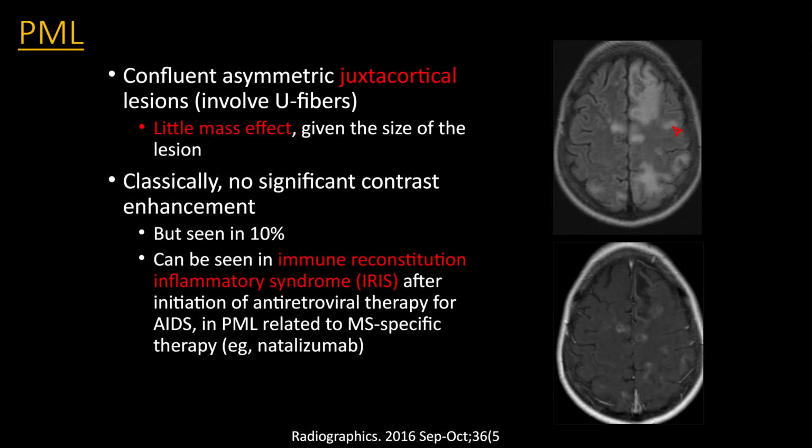Here's a particular case showing that this patient has PML. You have these very confluent juxtacortical lesions, pretty asymmetric looking, and they really don't have much mass effect. Like you see here, this sulcus, even though this lesion is so big, looks very symmetric to the sulcus on the other side, so very little mass effect. But in this particular case, they also have some enhancement associated with them, as you can see, diffusely throughout the areas of signal change.